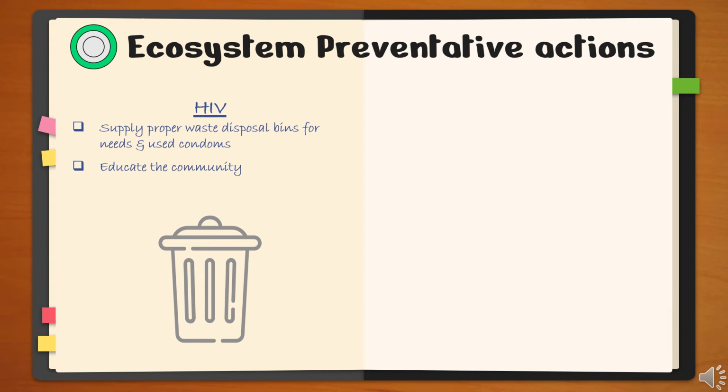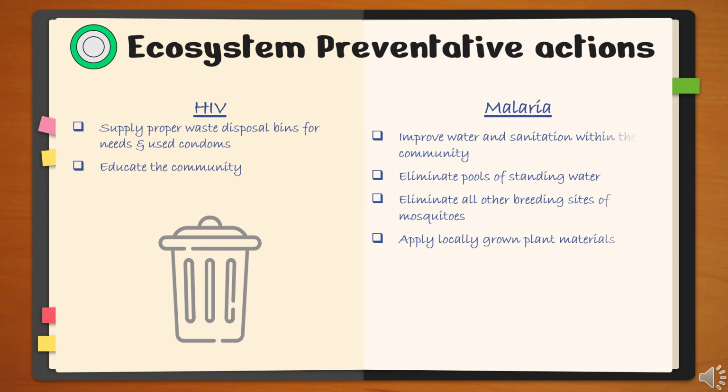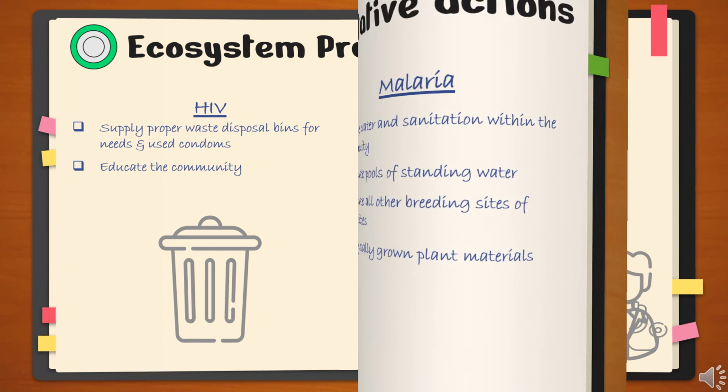Prevention of HIV on an ecosystem level includes supplying proper waste disposal bins and also educating the community on how to dispose of waste. For malaria, it includes improving water and sanitation within the community and eliminating pools of standing water, as well as applying locally grown plant materials to limit the growth of mosquitoes.